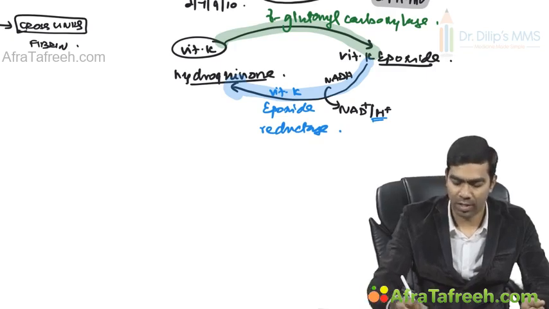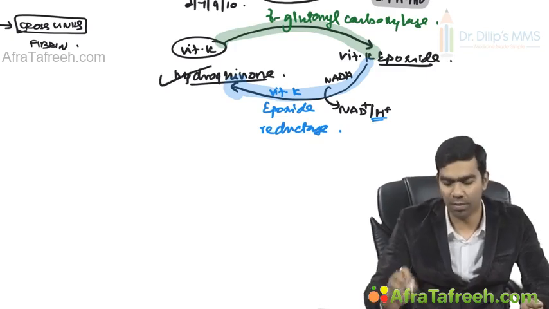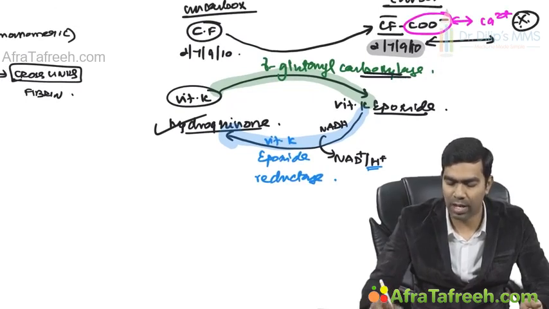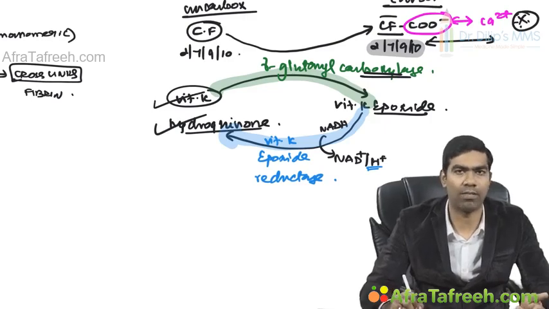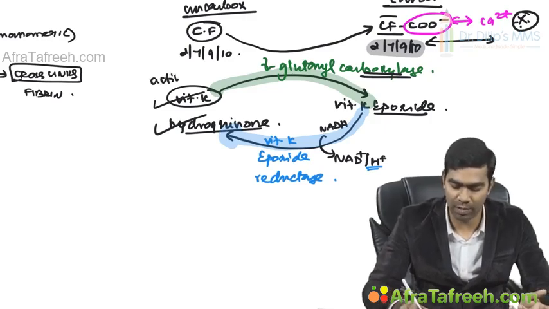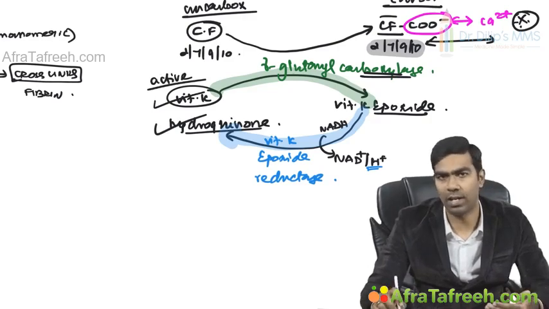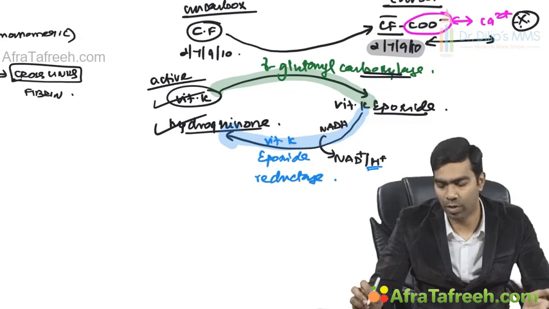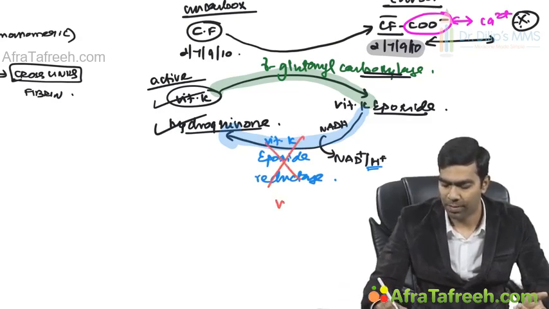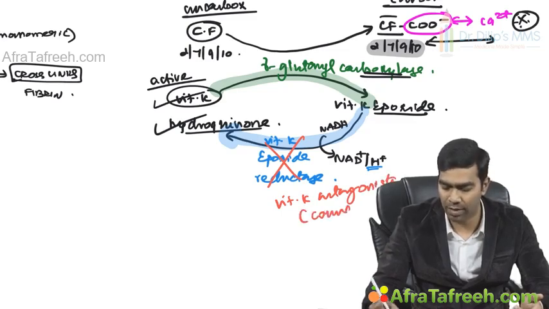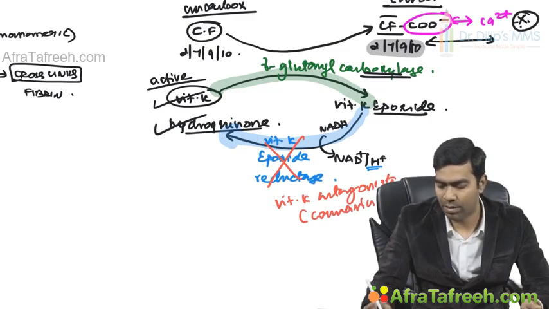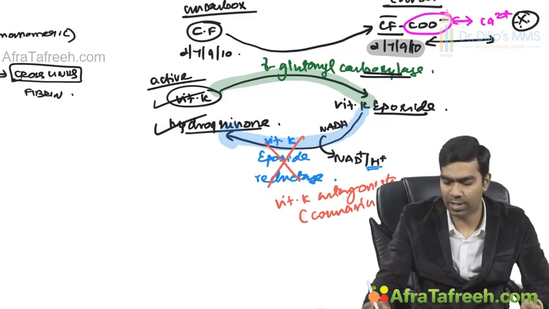So remember, this replenishment of the hydroquinone form is really important for future carboxylation reactions. If you don't replete this hydroquinone form, which you can even call the active vitamin K form, your carboxylation is not going to happen. So that is how your vitamin K antagonists come into play. For example, vitamin K antagonists are nothing but vitamin K epoxide analogs, which are coumarin derivatives. The best example is warfarin. You have acenocoumarol also, but the best example in this group is warfarin.